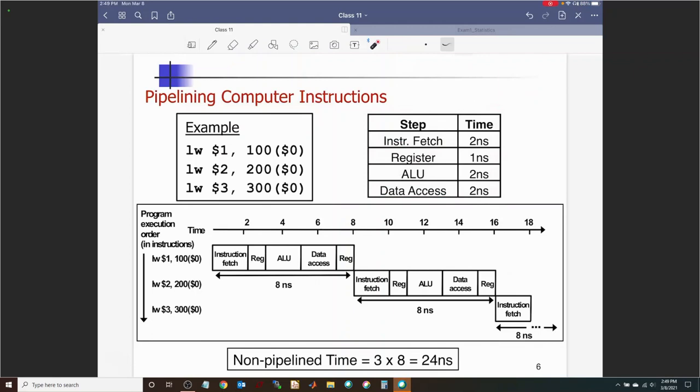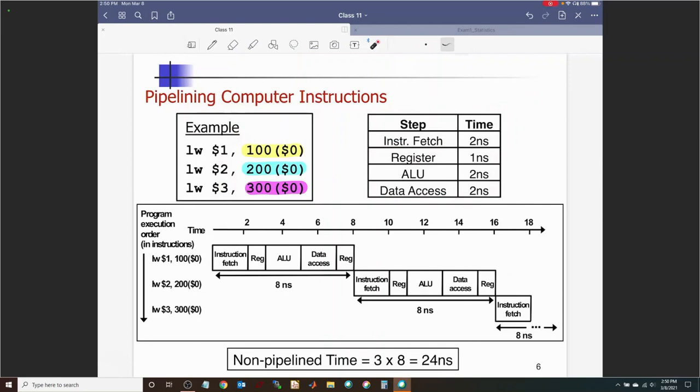The example that we are going to follow here is 3 load word instructions. So what are we doing here? We are taking the base address at 0, adding an offset of 100, and we are loading something that is present at that target address into register 1, into register 2, into register 3, right? So 3 different memory locations, the contents of which are getting loaded into 3 different MIPS registers in the register file.